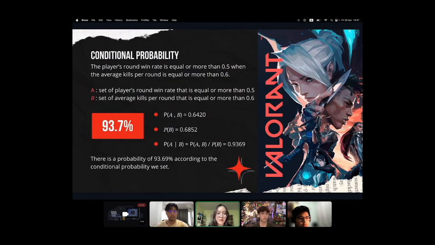We talk about the conditional probability. We set the condition like this: the player's round win rate is equal to or more than 0.5 when the average kills per round is equal to or more than 0.6. A is the set of the player's round win rate that is equal to or more than 0.5, and B is the set of average kills per round that is equal to or more than 0.6. From the computation, the probability of A given B is 0.9369, so there is a probability of 93.7% according to the conditional probability we set.